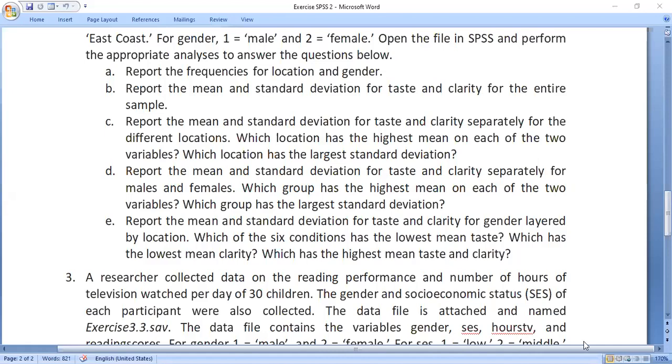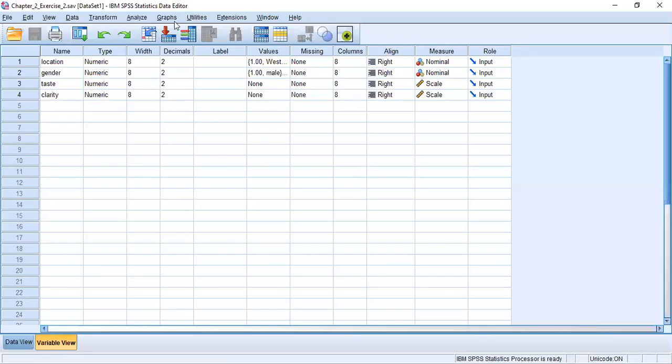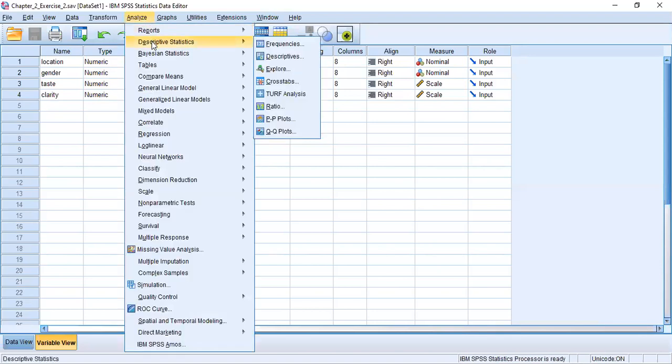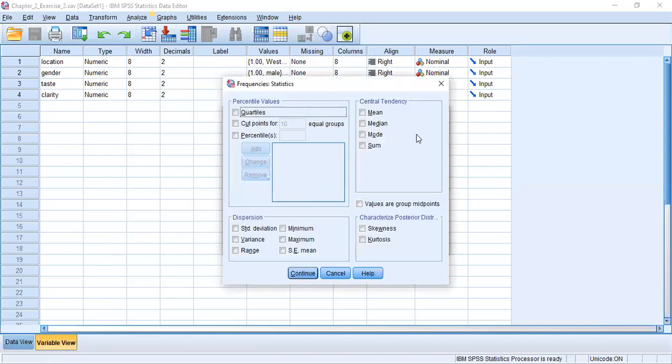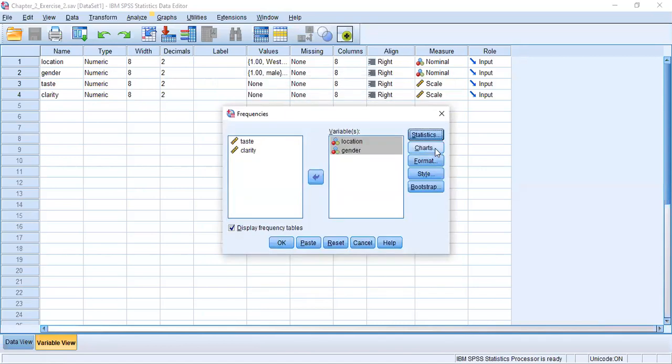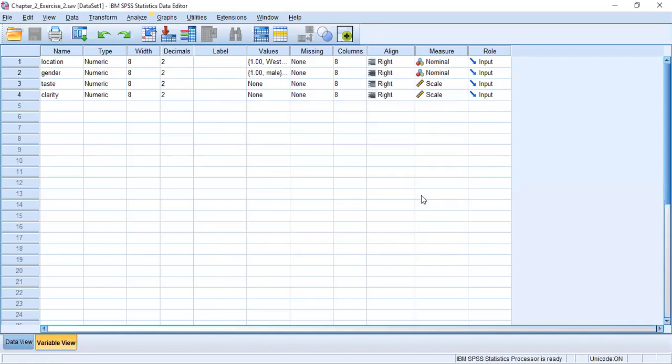So report frequencies for location and gender. So analyze, descriptive, frequencies. So we have got location and gender done. And then Statistics is what I'm clicking. Do I need standard deviation, minimum, maximum? Since this is all nominal data, I won't require it. Charts also I'm not going for right now. So I'll just click OK and look at the answers I'm getting.